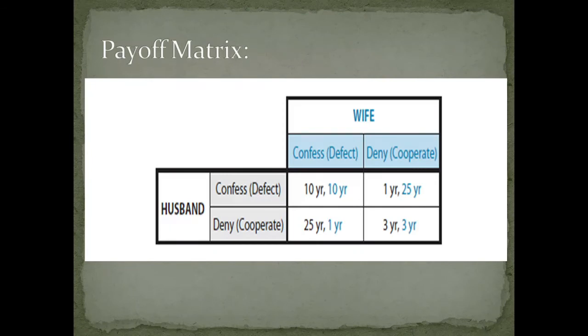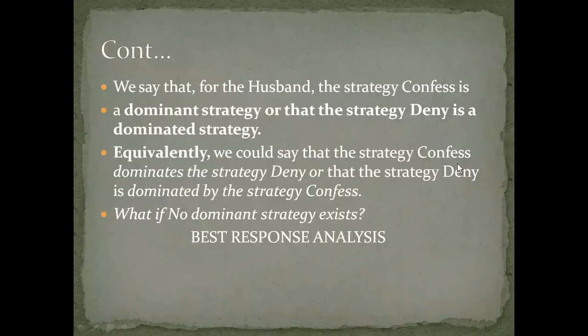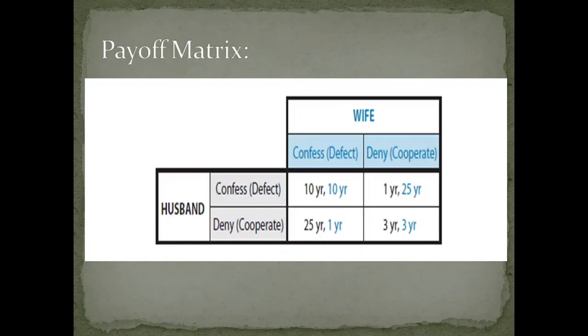Now, as we can see in the previous example, there is only one pure strategy Nash equilibrium. But here we can see that there are multiple, that means two pure strategy Nash equilibria are existing. We say that for the husband, the strategy confess is a dominant strategy, or the strategy deny is a dominated strategy. Why do we say so?